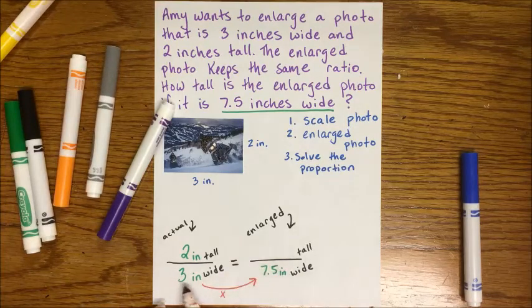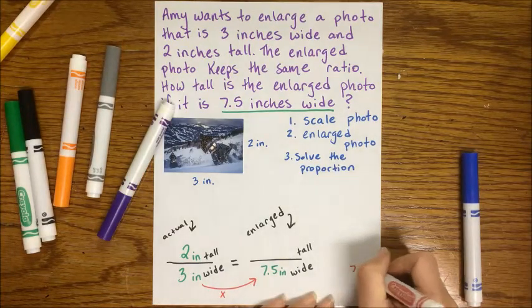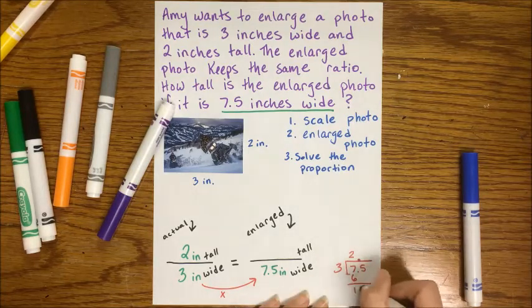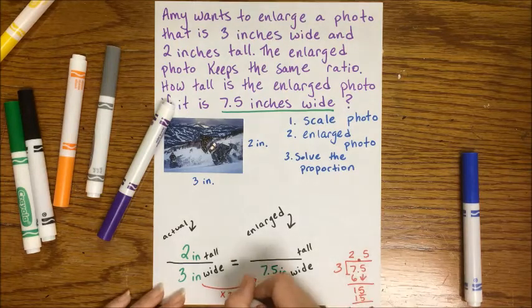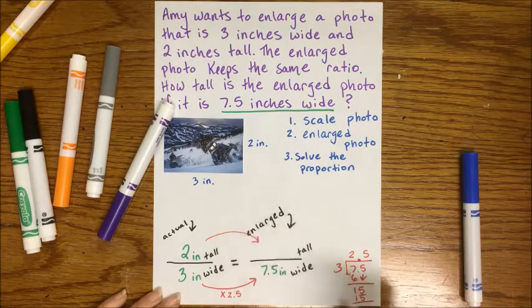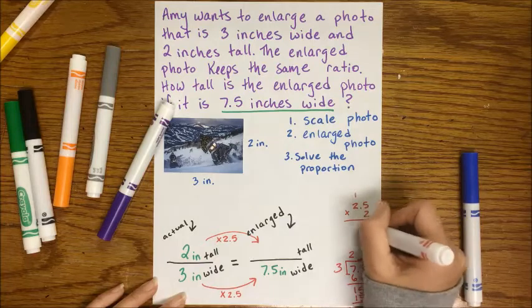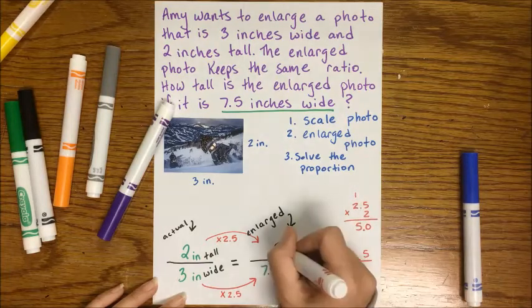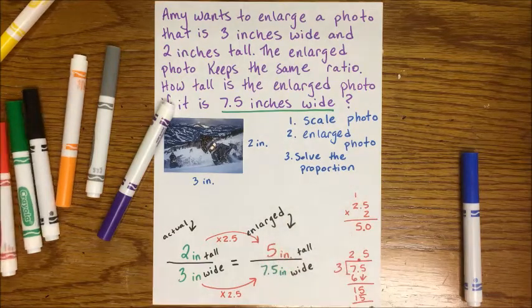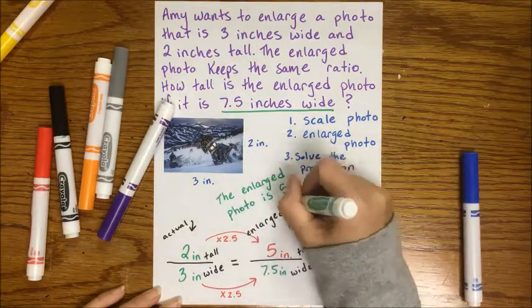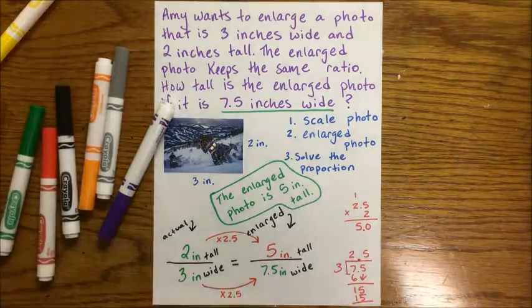So how do we get from one ratio to another? We're going to multiply by a scale factor, which we find by doing our division on the side. You can check your work if you've tried it. And we find that that jump number, or the scale factor, is 2.5. So doing the same thing to the bottom and the top keeps the ratio equivalent. So when we multiply the top number, 2 times 2.5, we find that the enlarged photo is 5 inches tall.